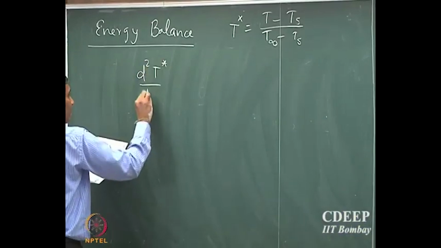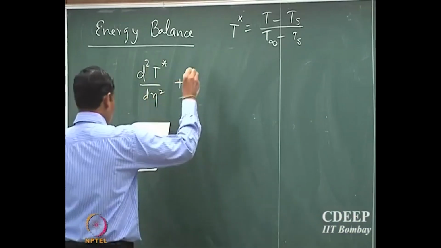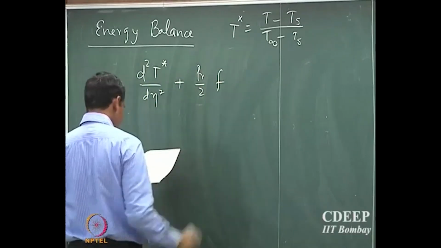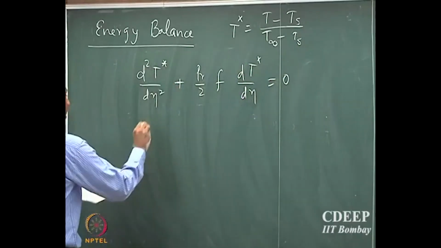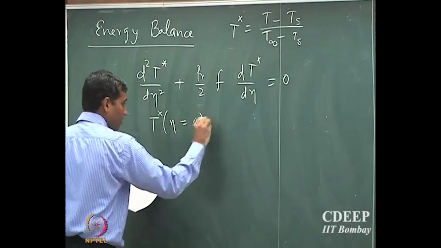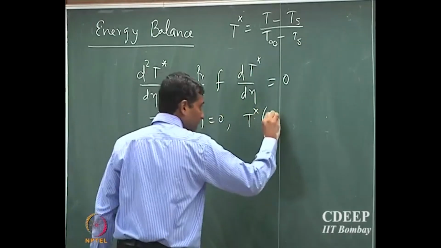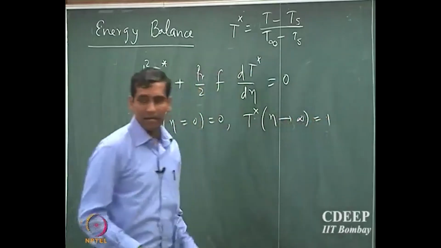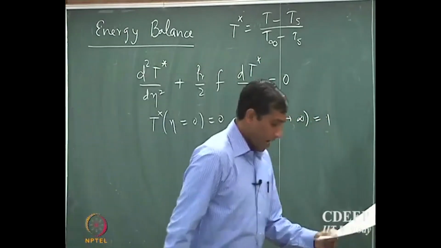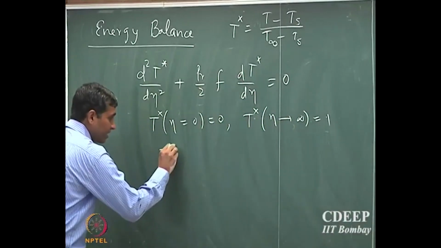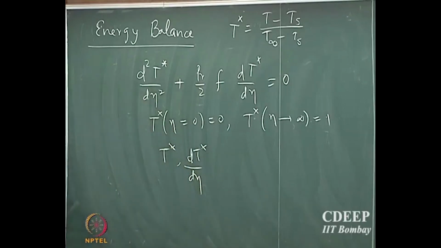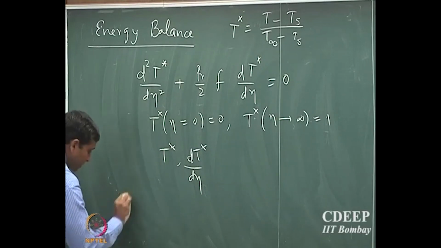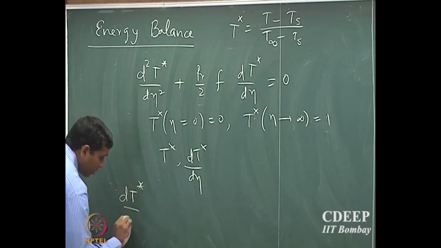T star by d eta square plus Prandtl number by 2 into F into dT star by d eta equal to 0, and T star at eta equal to 0 is 0, and T star as eta going to infinity is equal to 1. Okay. So that's the functional form, and once again you can find dT star by d eta. So if we know these two quantities, then we should be able to find the heat transport coefficient.